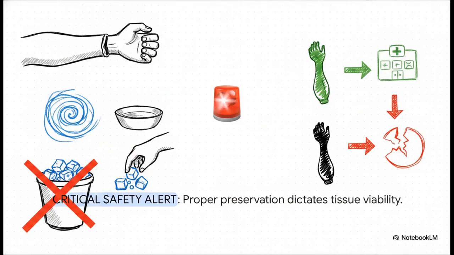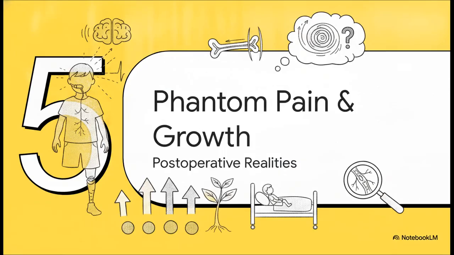Now, regarding that amputated tissue, there is a massive safety alert here. Proper preservation completely dictates viability. You clean the amputated part with saline or water, but you do not, under any circumstances, let it have direct contact with ice. No way. Direct ice contact causes severe tissue damage. If you handle it improperly, you can completely ruin any chance of a surgical reattachment, even if the child's overall condition is perfectly stable.